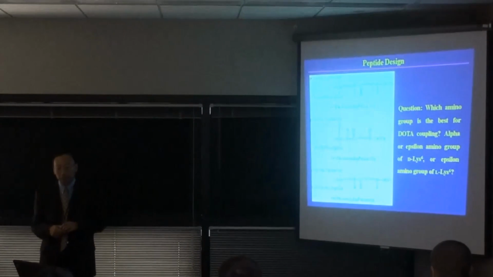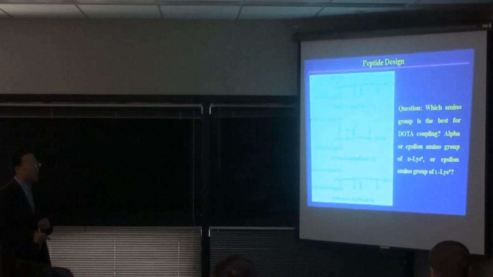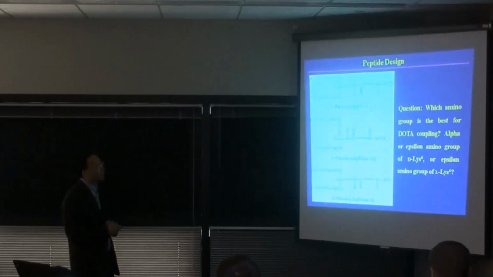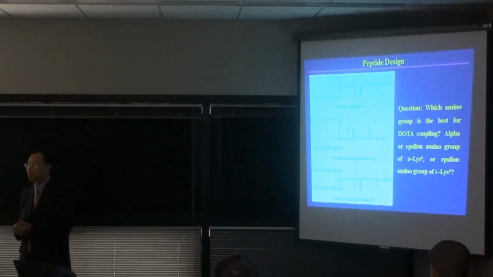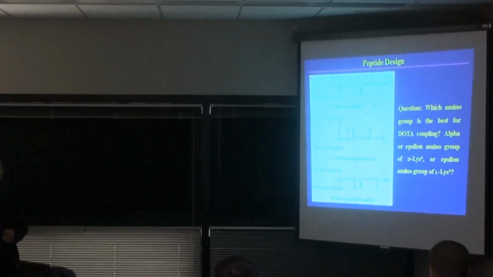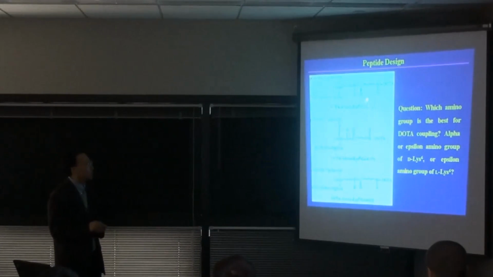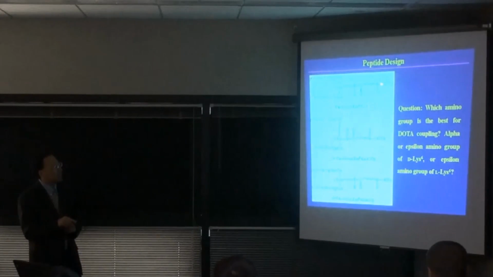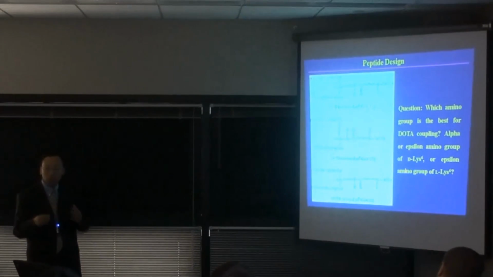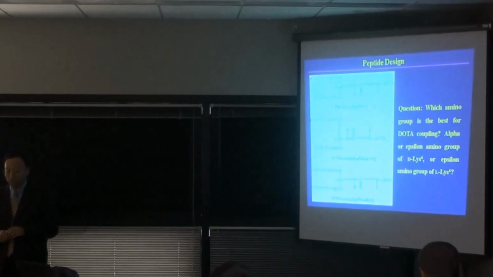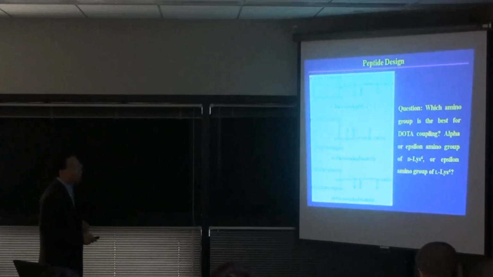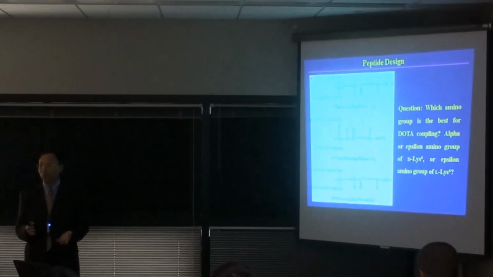First of all, to do the proof of principle studies, we designed 3 peptides to try to answer this question. Because lysine has 2 amino groups, an alpha amino group and an epsilon amino group, the first question when we tried to synthesize the peptide was, which group is better? We don't know that. Therefore, we put the metal chelator through the linker on either the epsilon amino group of D-lysine or the alpha amino group of D-lysine. We also switched the D-lysine to L-lysine to see if the configuration can also affect the binding affinity. Essentially, by evaluating these 3 peptides, we want to answer which amino group is best in terms of the coupling.